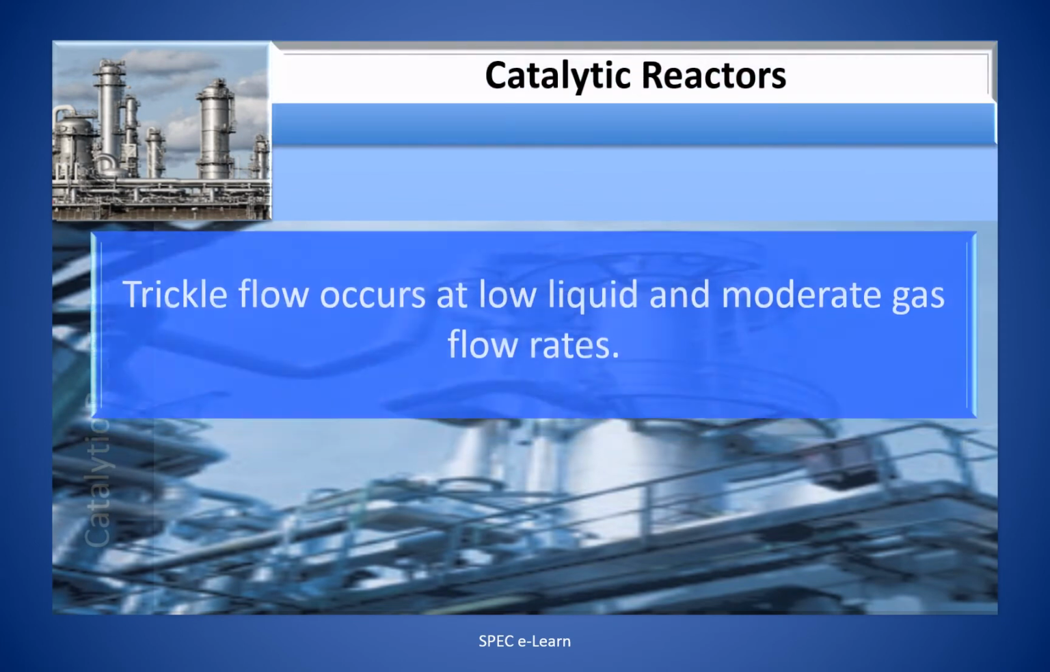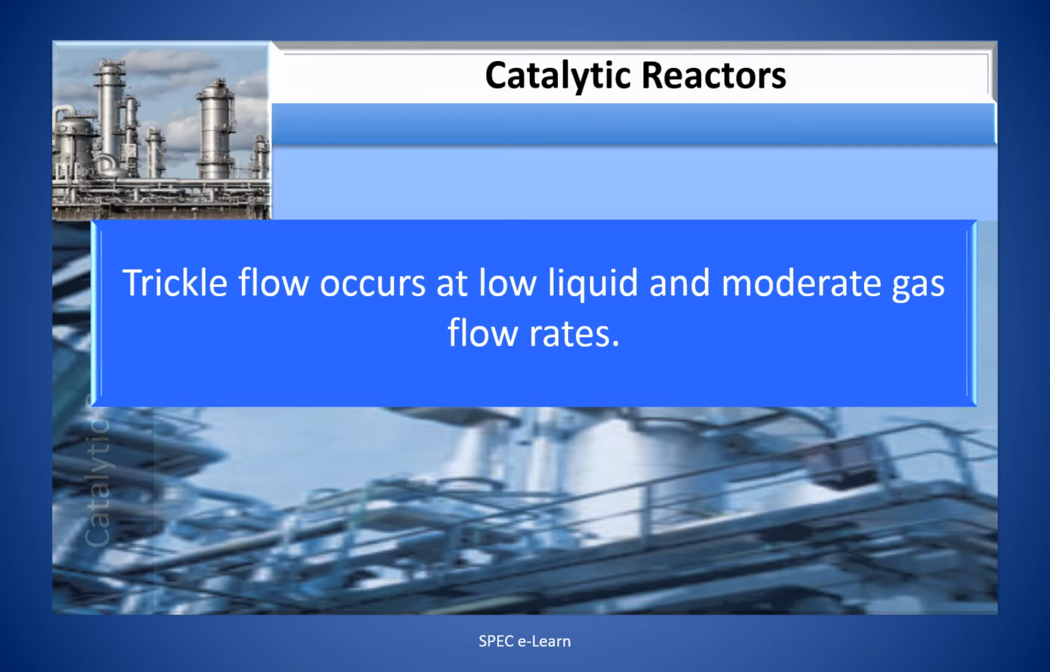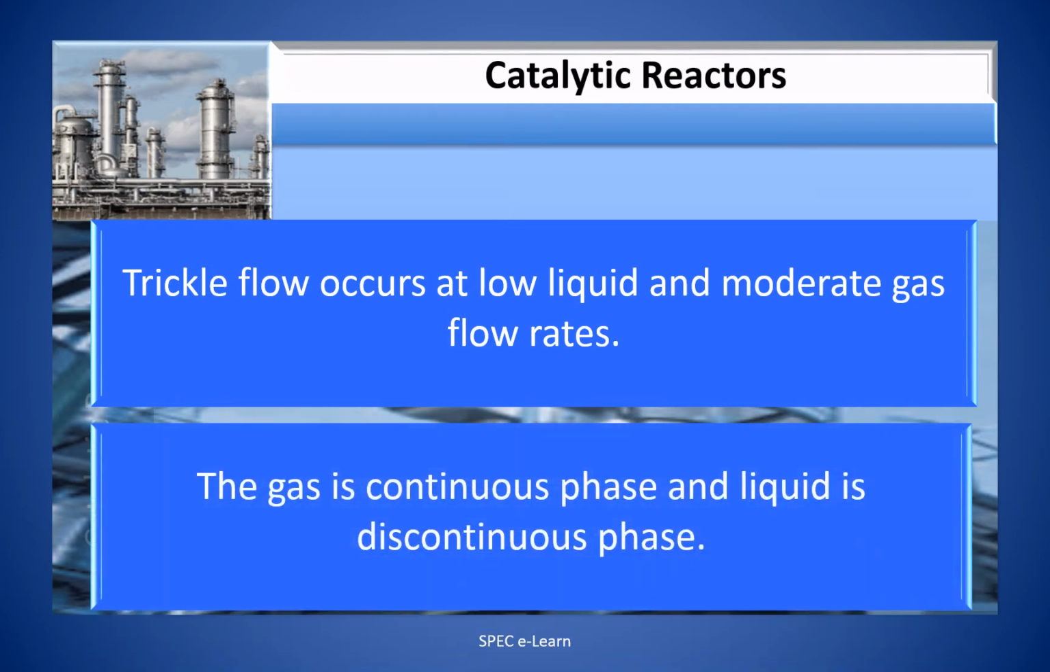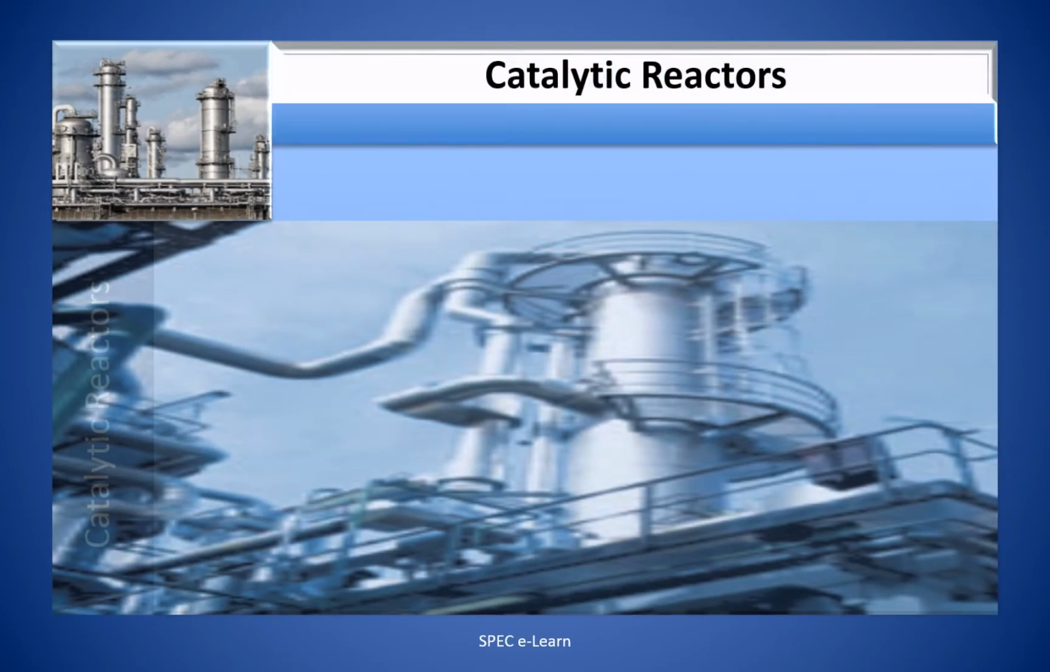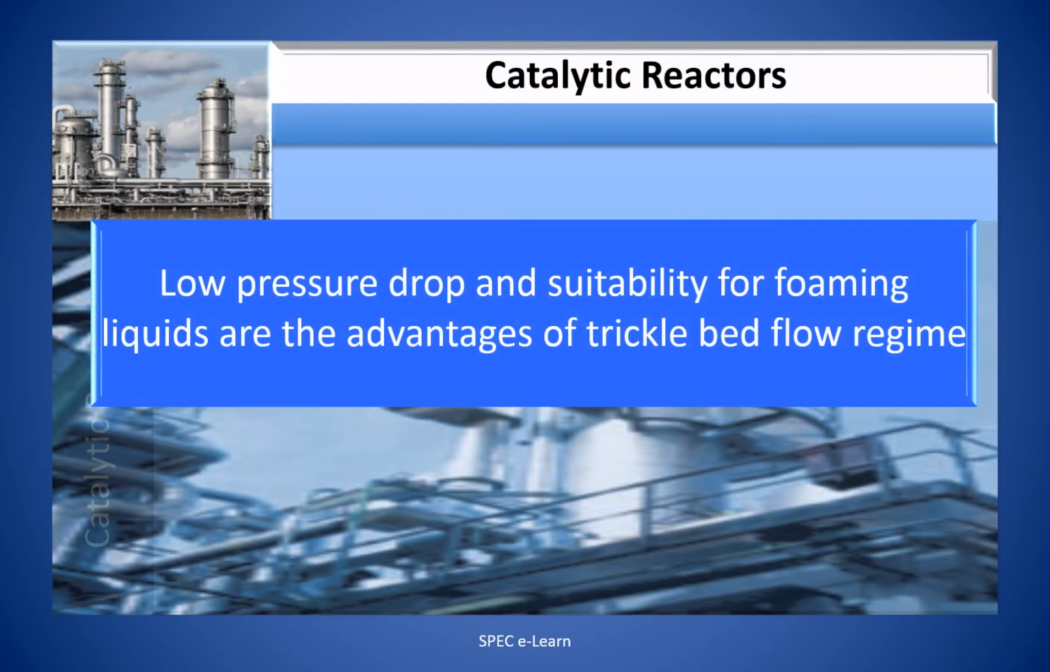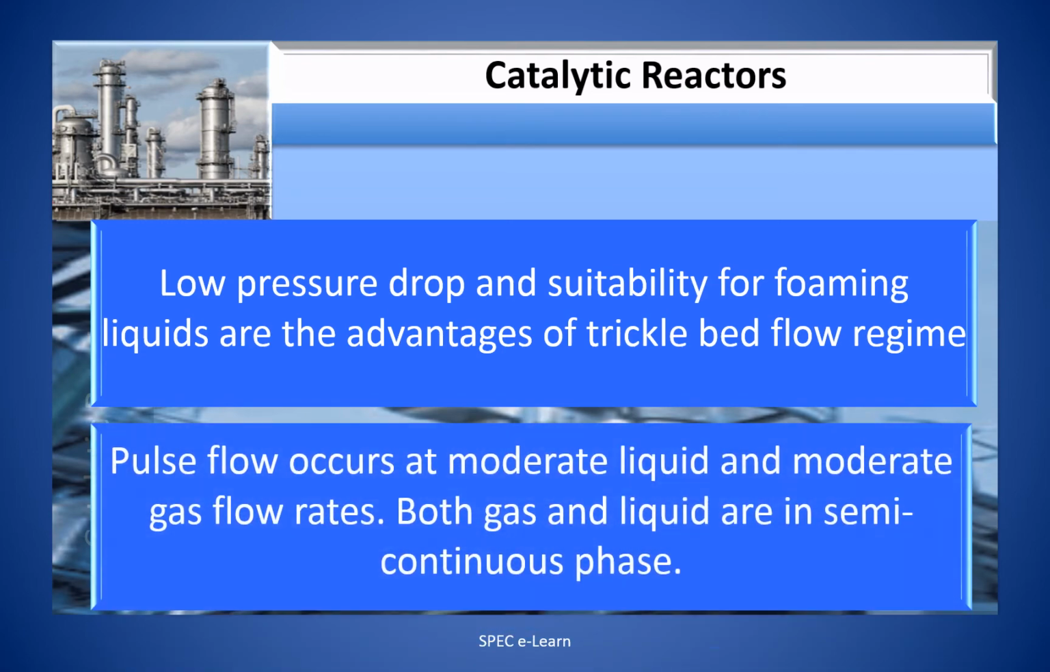Trickle flow occurs at low liquid and moderate gas flow rates. The gas is continuous phase and liquid is discontinuous phase. Low pressure drop and suitability for foaming liquids are the advantages of the trickle bed flow regime. Pulse flow occurs at moderate liquid and moderate gas flow rates. Both gas and liquid are in semi-continuous phase.